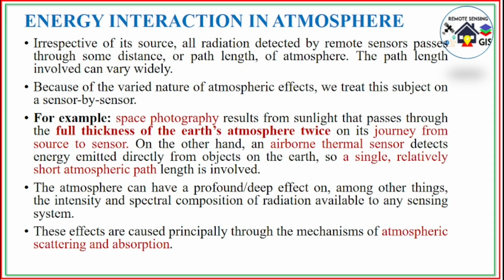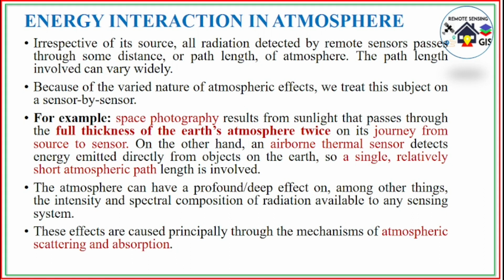So that is why the path length involved can vary widely. It depends on the path. Because of the varied nature of atmospheric effect: if the sensor is ground based, the atmospheric effects will be less. If the sensor is in a satellite, then the atmospheric effect will be very much. So we treat this subject sensor by sensor, meaning ground based sensor, airborne sensor, or satellite based sensor.